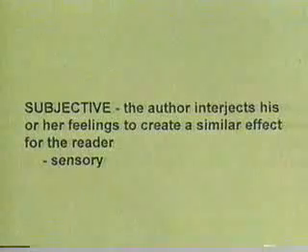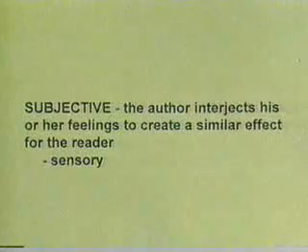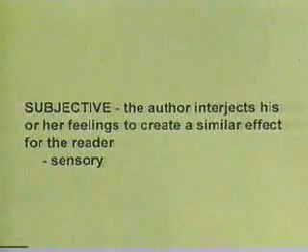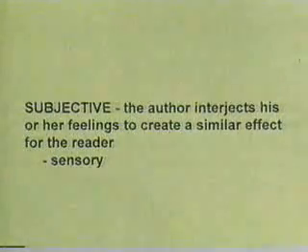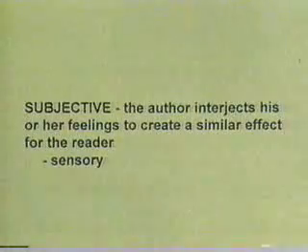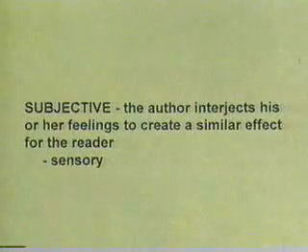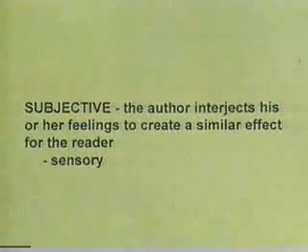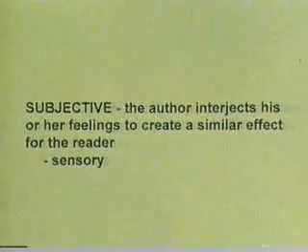Both narration and description create a clear picture and a desired response in the reader. A description can be subjective or objective, and each kind has its own purpose. In a subjective description, the author interjects his or her own feelings through the descriptive techniques. The author wants to reveal the effect the scene has had or the attitude it has produced. The purpose is to create a similar effect in the reader.